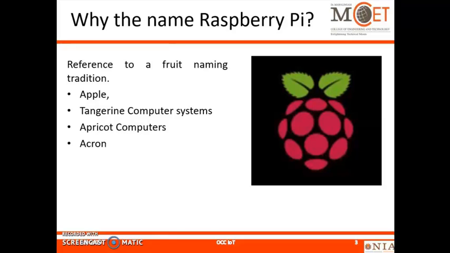So in order to pay homage to these computer companies, another fruit name, raspberry, has been kept for this new invention of microcomputer. So the figure shows what is Raspberry Pi. And the Pi stands for Python. So we are going to produce a computer that could only really run Python. So the Pi comes from Python. So merging together, it is called Raspberry Pi. This is how the name comes for Raspberry Pi.